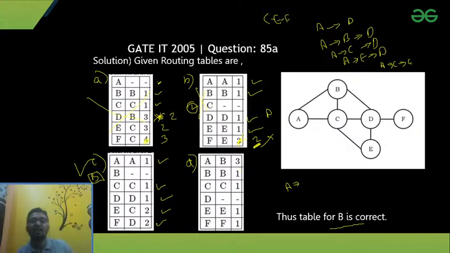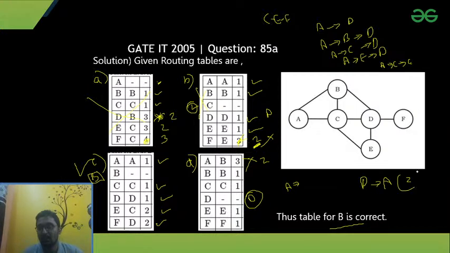Let's also try to rectify the table for D. So what is the table for D? First of all, this table is for D. So D is our node for whose table we are talking. D to A, they are telling that D to A is distance 3. So this entry itself is wrong. 3 distance is not there. D to A is just 2 units. That is DCA. We can reach D to A by 2 units, that is D to C and C to A.